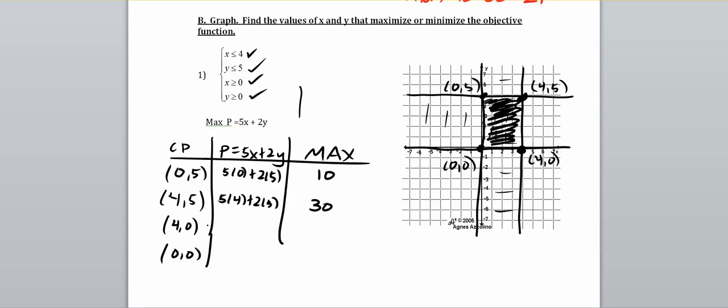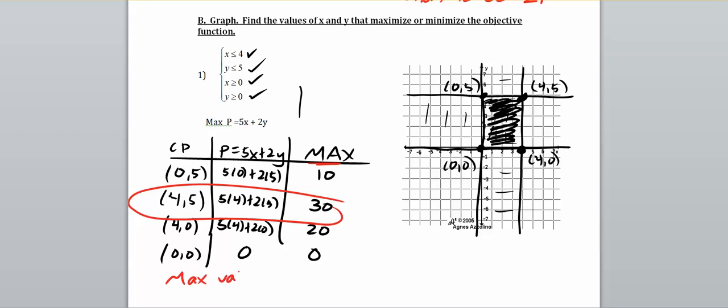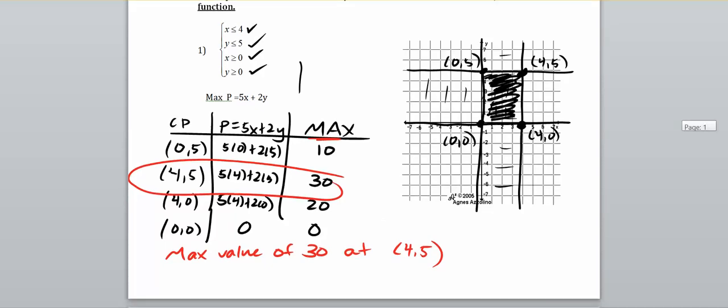Then I'm going to do 4, 0: 5 times 4 plus 2 times 0, that will go away, I just get 20, and then 0, 0 is just going to give me 0. So once you complete your table, since I'm looking for a maximum value, I look at what coordinates actually gave me a maximum value. So you can say I have a maximum value of 30 at the point 4, 5. And that's it. Since right now we don't have any real-life application to our problem, it's just x and y values, we're just going to say when x is 4, y is 5, that's my maximum value. Okay? Now let's scroll down to the next problem.